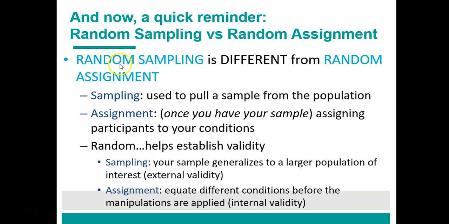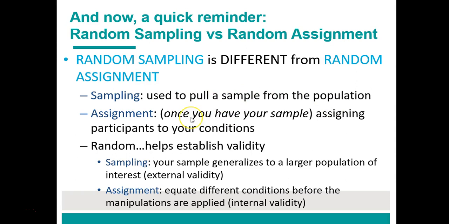Now, we've talked about random sampling and random assignment. Those are two different terms, and people often get them confused. So random sampling, that was from our sampling chapter. This is how you pull a sample from the population, right? Are we going to do simple random sampling or stratified random sampling or cluster sampling? And this is when every person in the population has an equal chance of being in your sample.